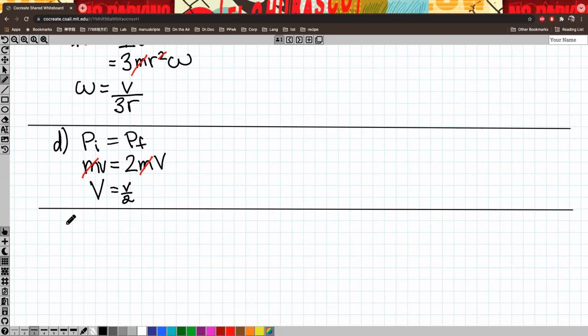Okay, so part E, the last one. All right, so E, what is the change in kinetic energy of the system? Express your answer as a numerical fraction of the original kinetic energy of the system. So we want the change in kinetic energy as a fraction of the original kinetic energy. We want delta K equals some fraction of the initial kinetic energy. Does that make sense? Yeah.